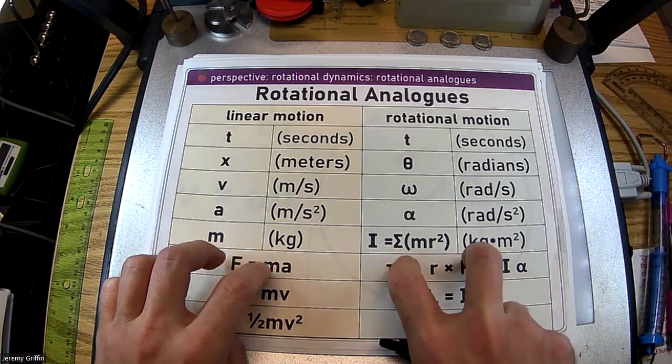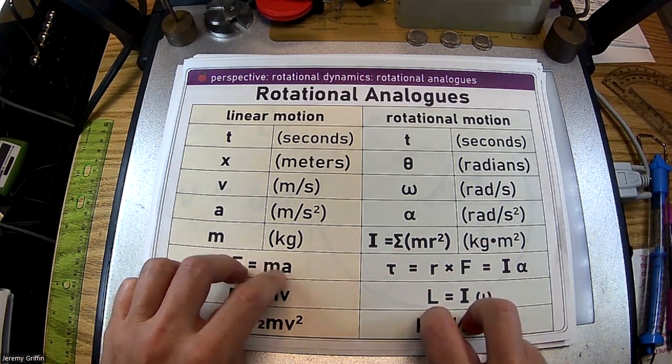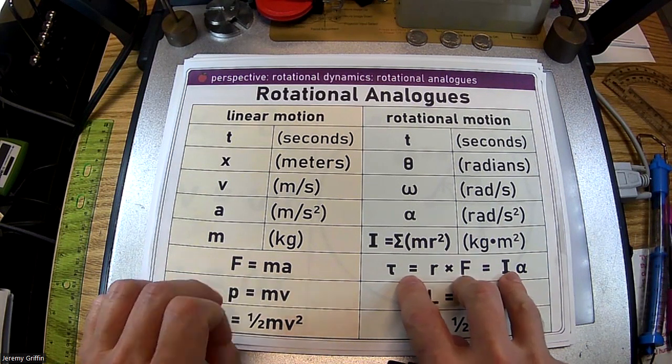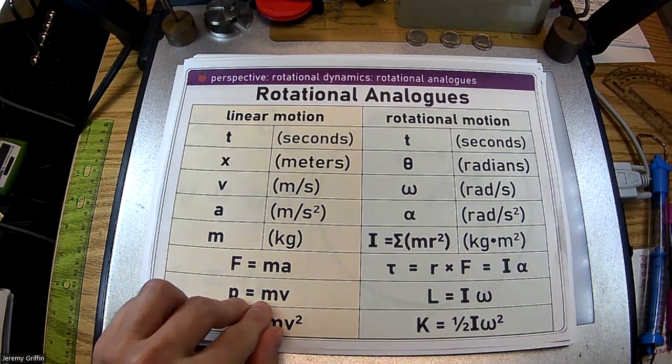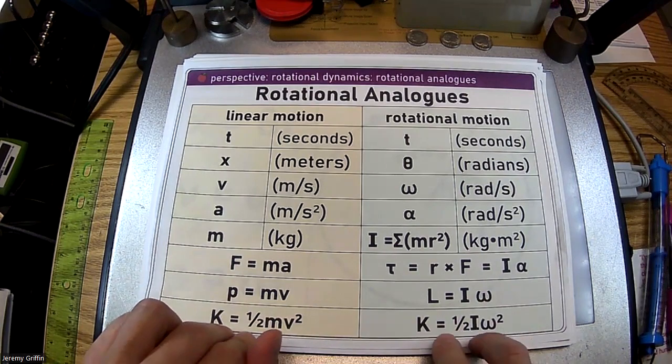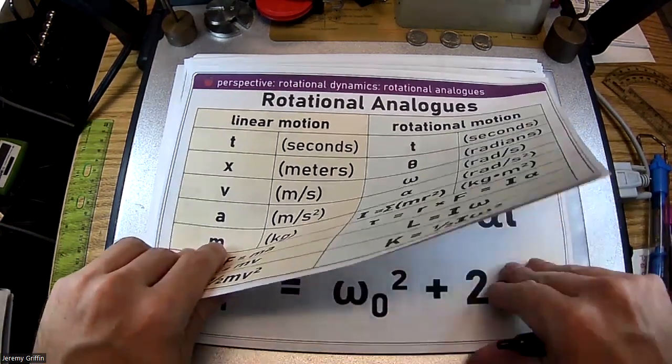That's one of the first ones we're going to look at. Newton's second law of motion in a straight line has this rotational equivalent called torque. There's a rotational equivalent for momentum and for energy. Right? So as far as we can here.